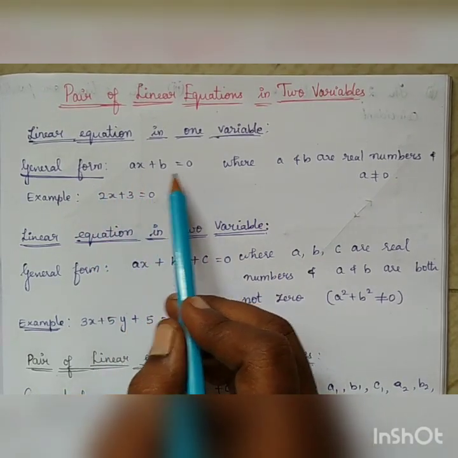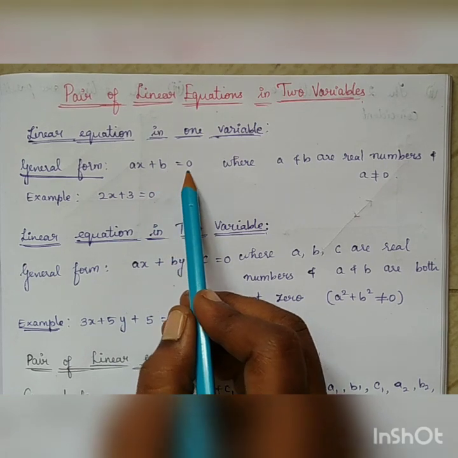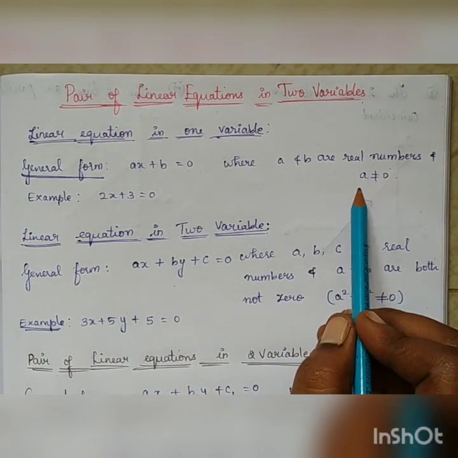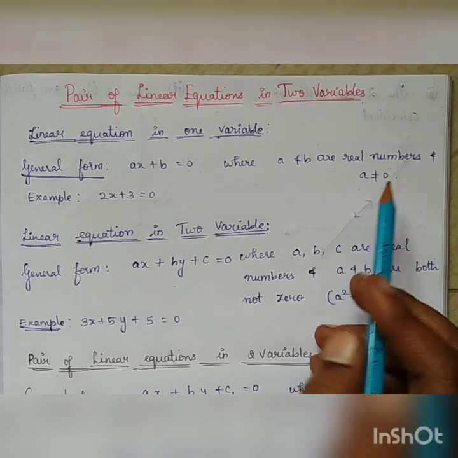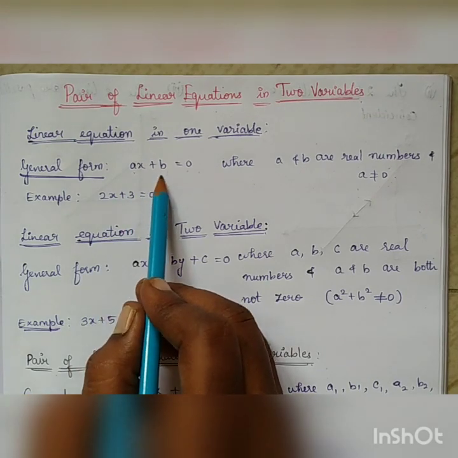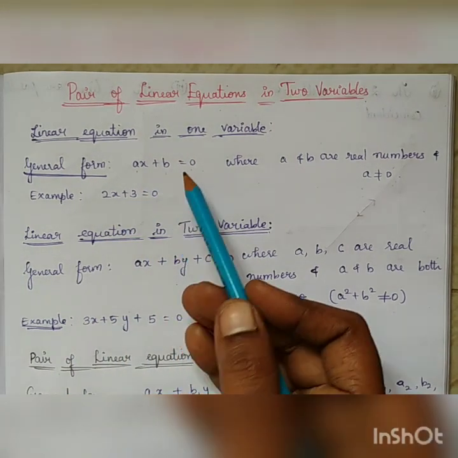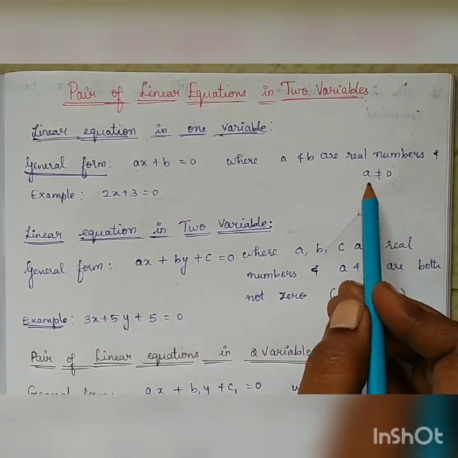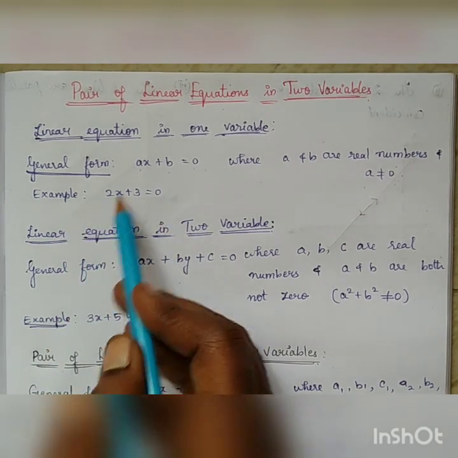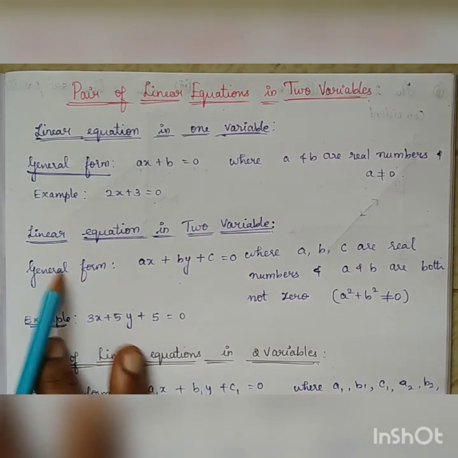Now this is the general form of a linear equation in one variable, that is ax plus b equal to 0, where a and b are real numbers. The condition is a not equal to 0. Suppose a becomes 0, this term will not be there, only the constant term will be there. This will not be a linear equation. Therefore the condition a not equal to 0 is a must here. So an example here is 2x plus 3 equal to 0. This is a linear equation in one variable.